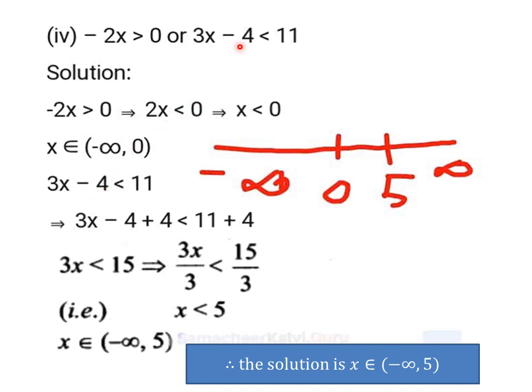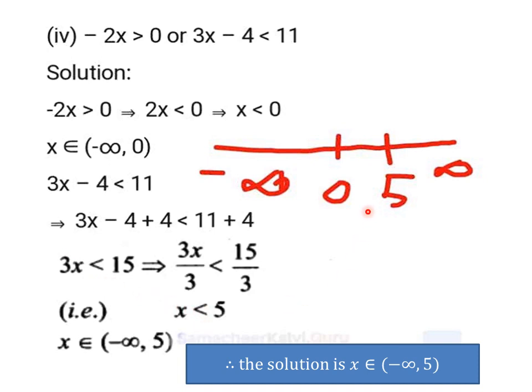Now you can consider the next term. 3x minus 4 is less than 11. So you add 4 on both sides. 3x minus 4 plus 4 is less than 11 plus 4. First, we want to find the value of x. First, we will remove this term, so we are adding 4 everywhere. So 3x is less than 15. Now we have to divide by 3. So dividing by 3, you will get x is less than 5.